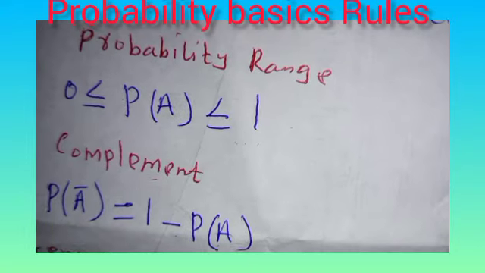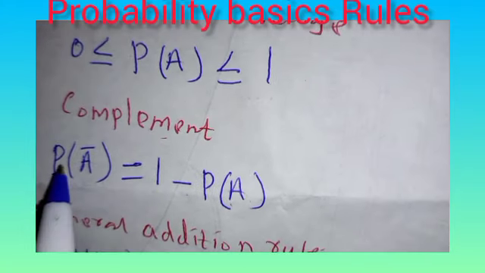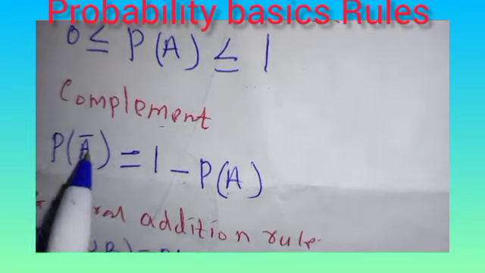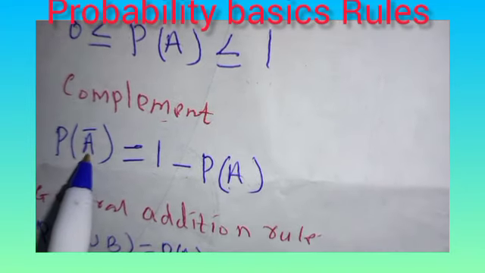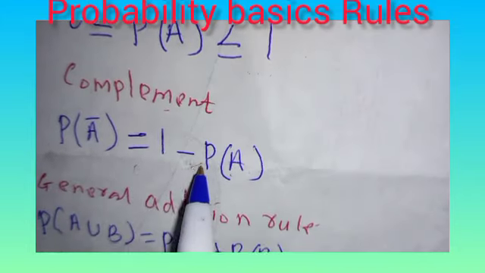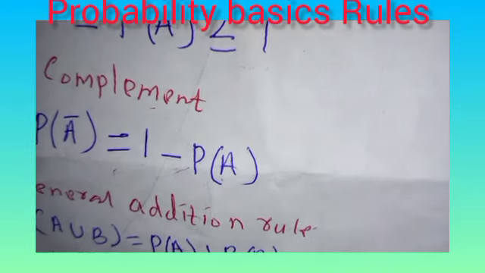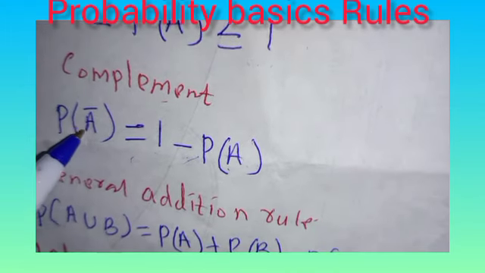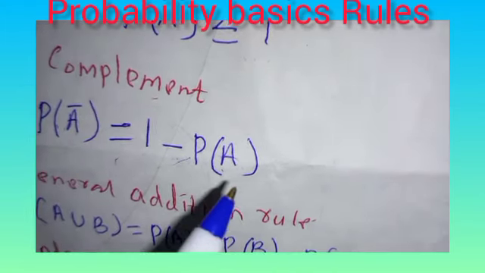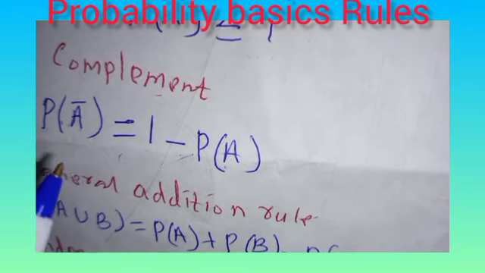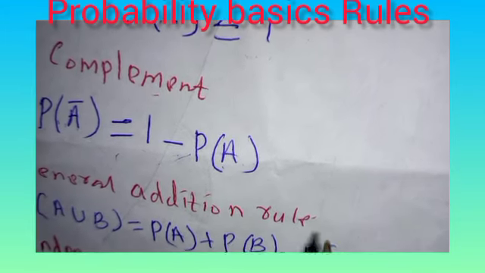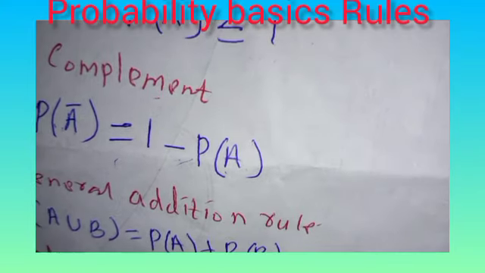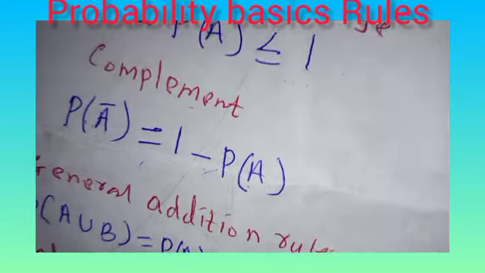There is what is called complementary probability, which is given by P of A bar. A bar means the complement. So the probability of the complement of A is given by 1 minus the probability of A occurring. In other words, the complement means the event not occurring. For example, if the probability of an event occurring is half, then the complement is 1 minus half, which gives us a half.